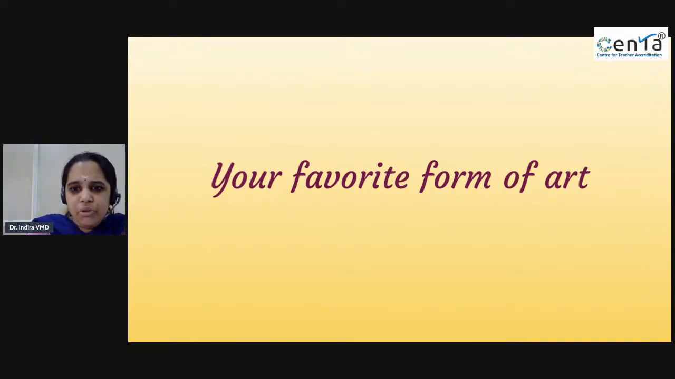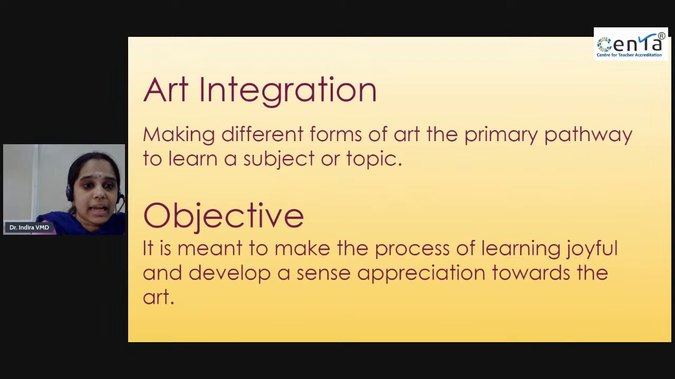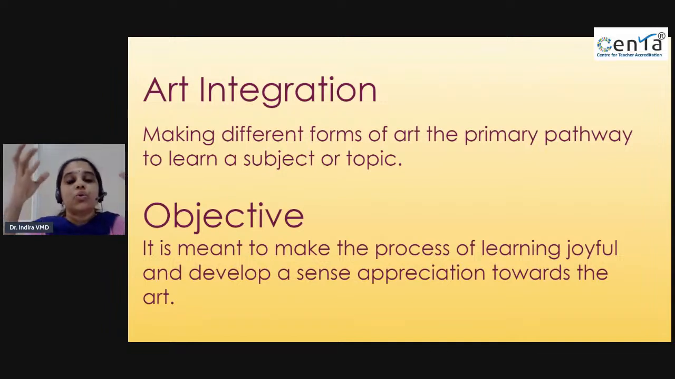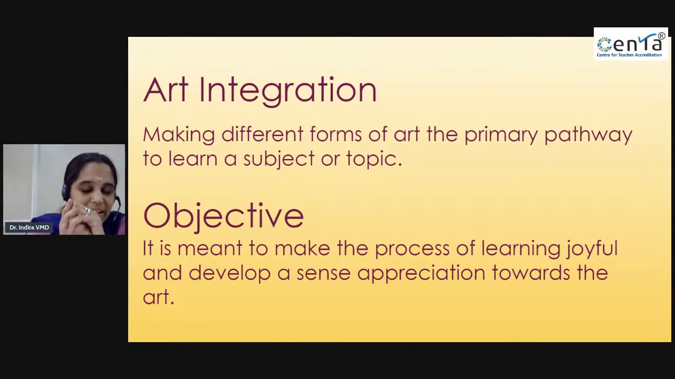That's interesting. So now, when we come to integrating art into the classroom, what exactly is it? It is taking different forms of art and making it the primary pathway to learn a particular topic or a subject. It can be any art under the sun. Okay. And what is the objective? The objective is not perfecting the type of art or perfecting the exact technicalities related to the art. No. Here, the objective is to make an engaging classroom, at the same time create a joyful environment for the children. Because when you're happy, you learn more. And when you're stressed, you learn to apply the same thing more.